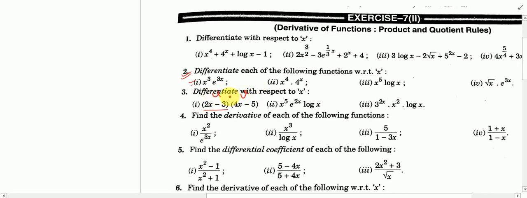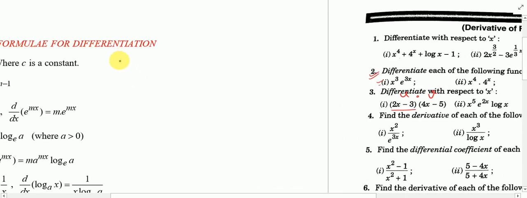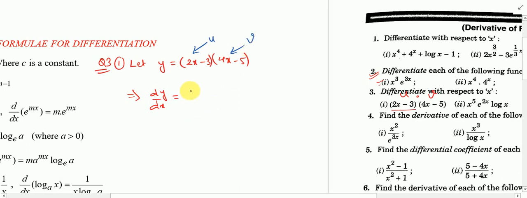For question number 3 also, u and v, u into v, you can use that. So let me write the question over here. Question 3.1, let y is equal to (2x minus 3)(4x minus 5). Now I have to differentiate this. So here this one is your u, this one is your v.